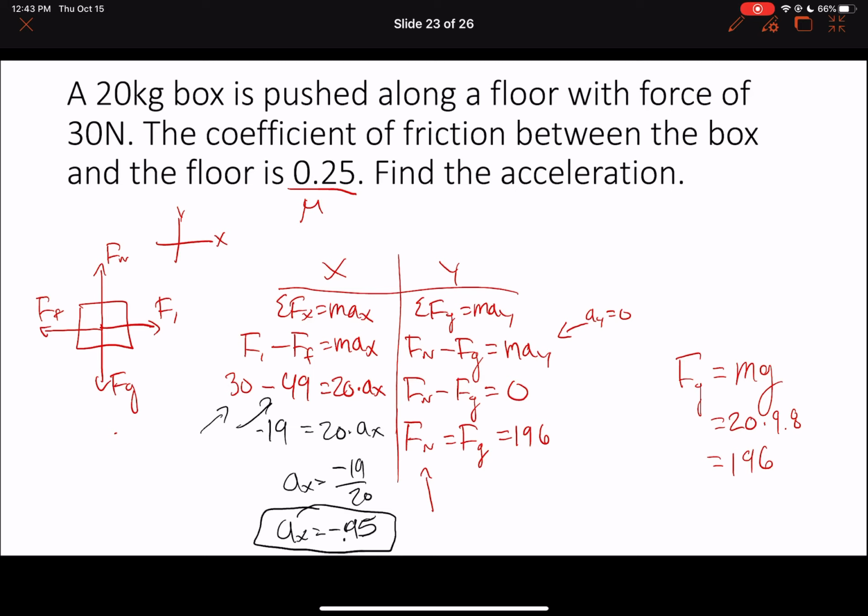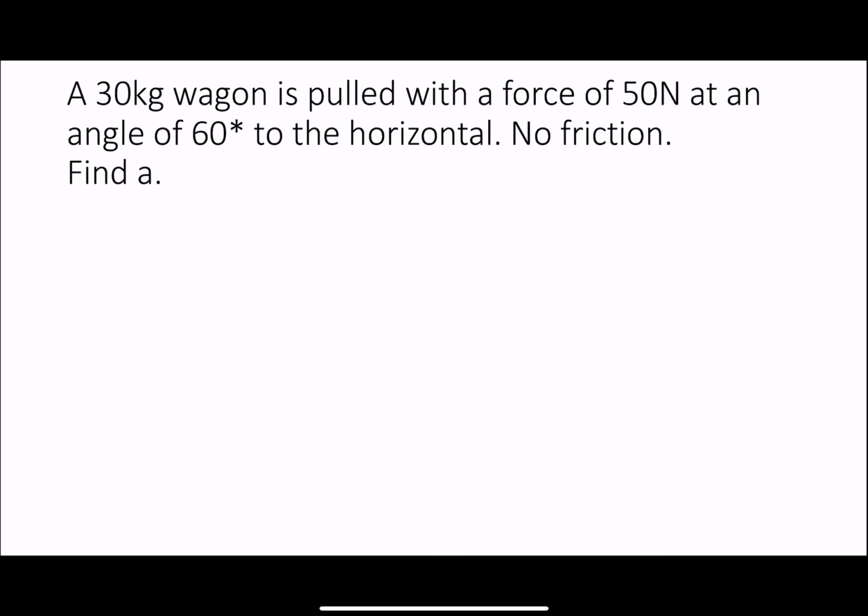Okay, and that's it. Let's do another one. Things are going to get a little more complicated. We have a 30 kilogram wagon pulled at a force of 50 newtons at an angle of 60 degrees to the horizontal, so no friction.